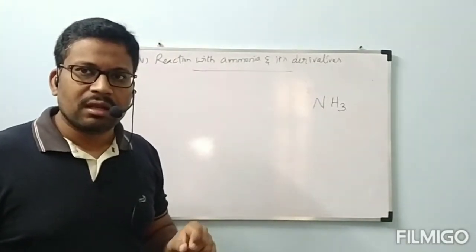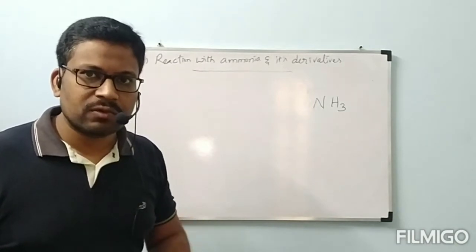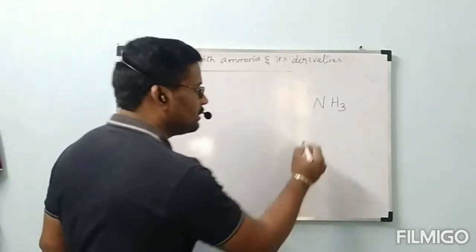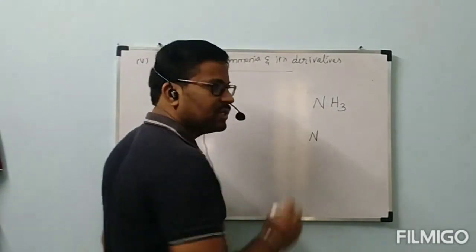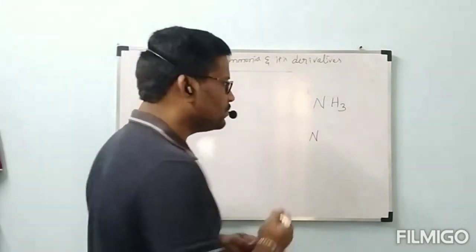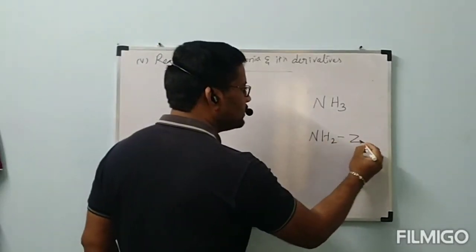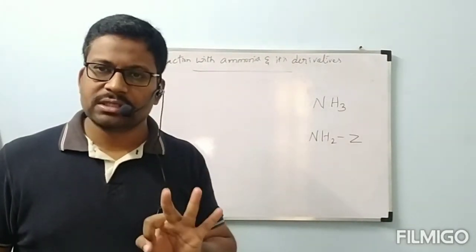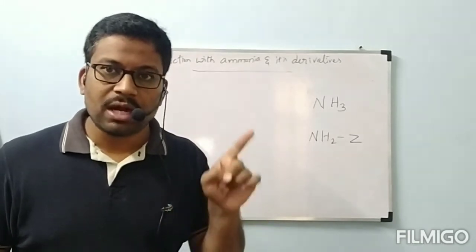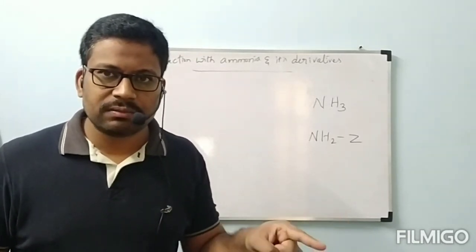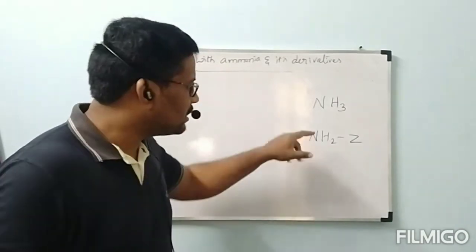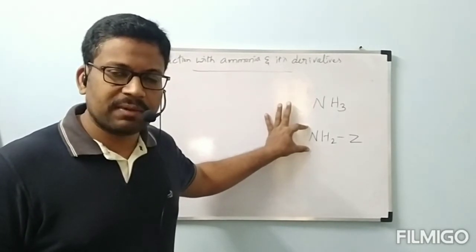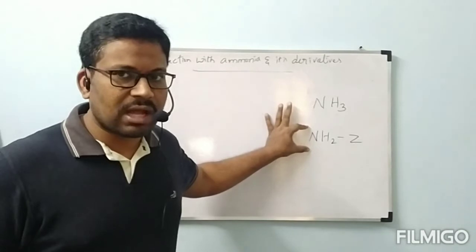Derivatives are nothing but any one hydrogen present in ammonia substituted by some group. For example, ammonia has 3 hydrogens. Out of those 3 hydrogens, one hydrogen is substituted by Z. What is that Z group? Depending on the Z group, these are all called ammonia derivatives. Hydrogen present in ammonia replaced by Z group is nothing but an ammonia derivative.